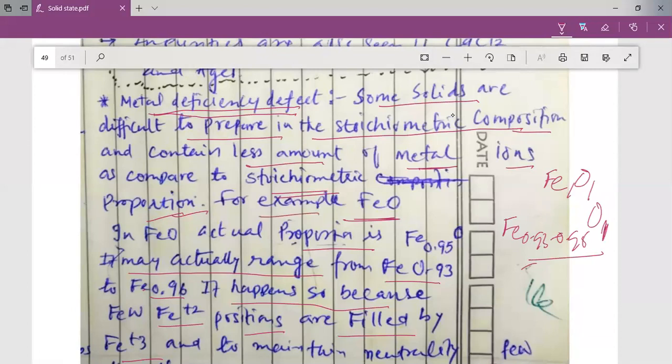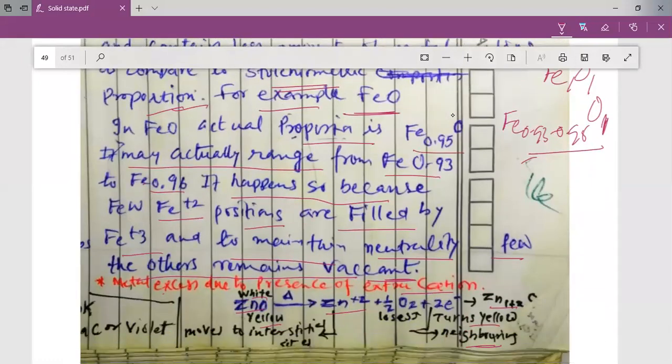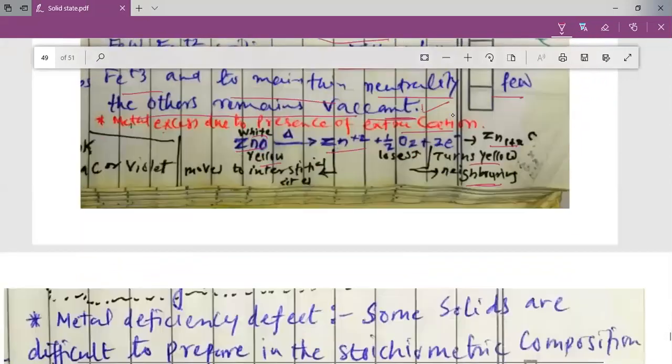For example, FeO. When we prepare FeO, the actual proportion is Fe0.95O1, or we can say it may actually range from Fe0.93 to Fe0.96. It happens so because few Fe+2 positions are filled by Fe+3, and to maintain the neutrality, few other Fe+2 ions or metal ions remain vacant. And this is how the defect is generated and the stoichiometry is disturbed, my dear students.